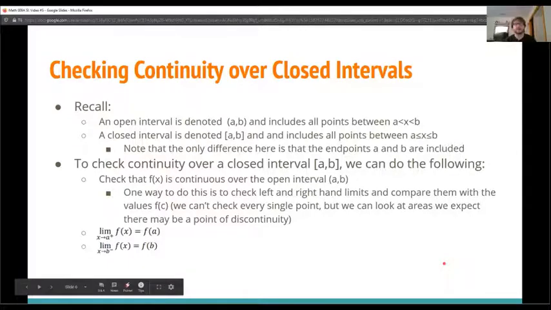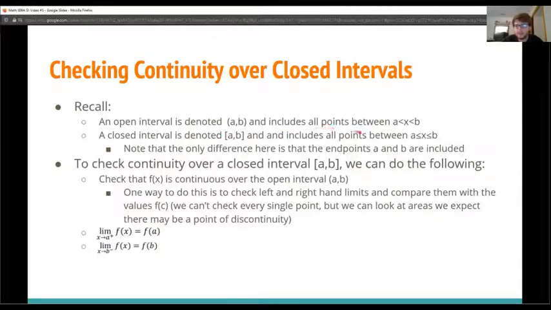Say we wanted to check continuity over a closed interval, though. Recall that an open interval we denote as parentheses a comma b, and this is going to include all points between a and b, a is less than x is less than b, but we're not going to actually include a and b in that interval. The closed interval is denoted a comma b in brackets and includes all points where a is less than or equal to x is less than or equal to b. So the only difference here is that in a closed interval, we're including the endpoints a and b. If we want to check continuity over a closed interval ab, we can do the following.